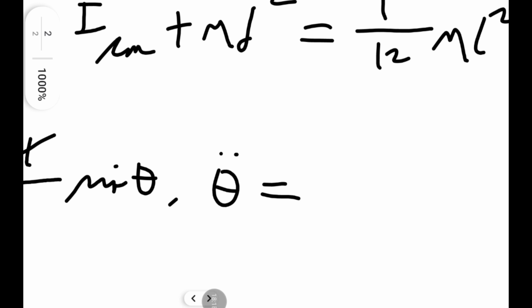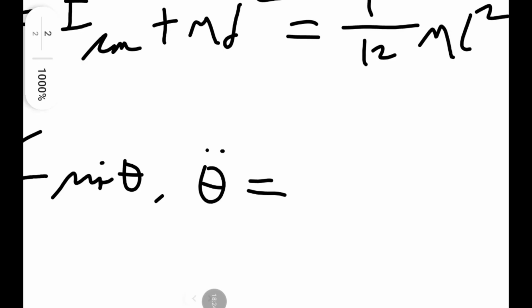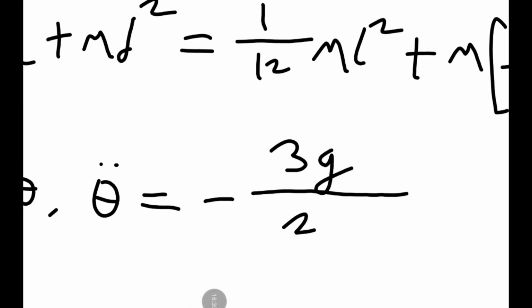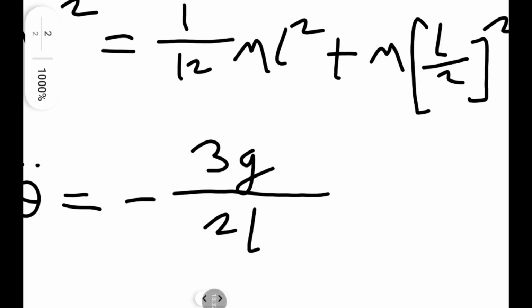The second derivative of theta with respect to time is going to equal, let me just double check, yes, negative 3g over 2l times sine of theta.